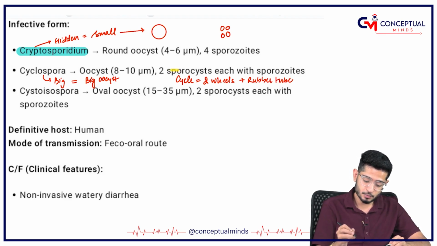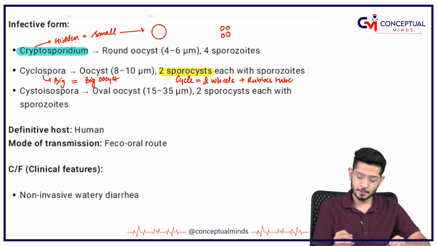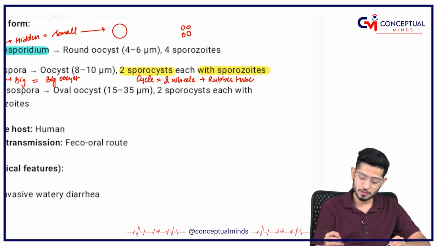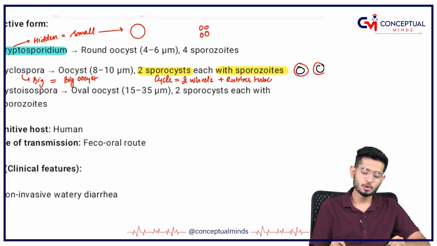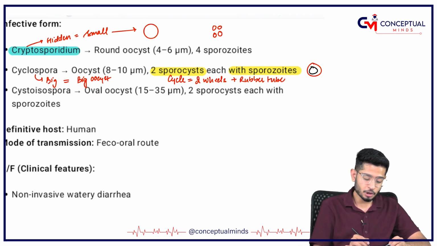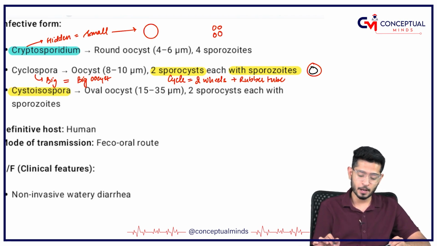Similarly, this is going to have 2 sporocysts, each with the sporozoites. That means 2 sporocysts, one sporocyst, other sporocyst, each with the sporozoite. So, one sporozoite inside. Coming on to next one, Cystoisospora.